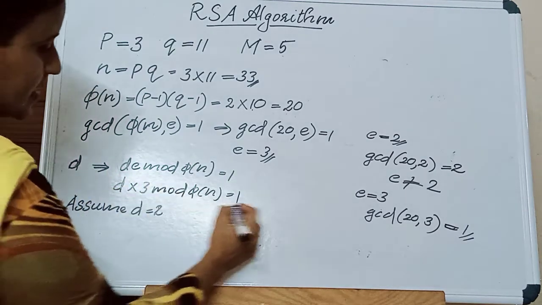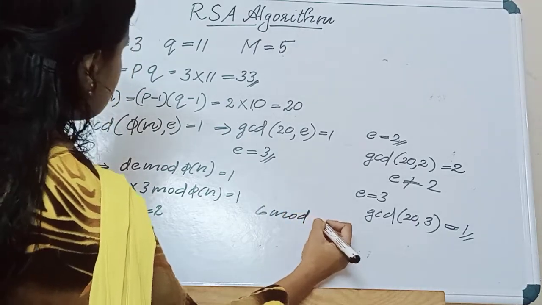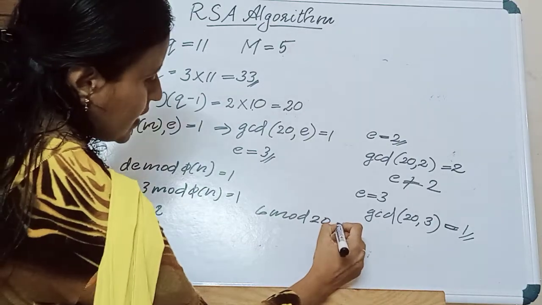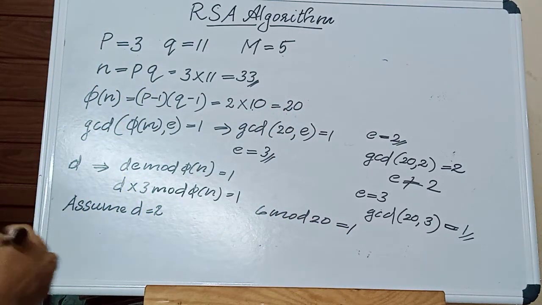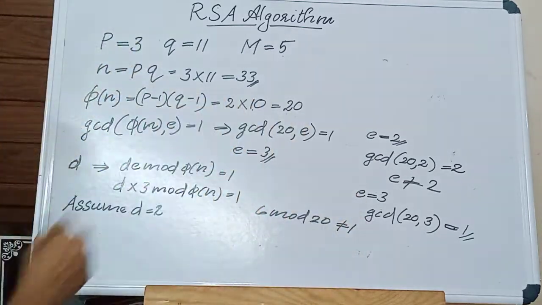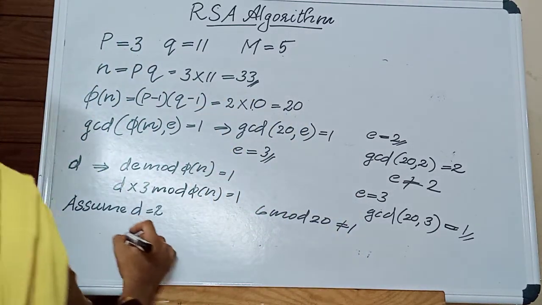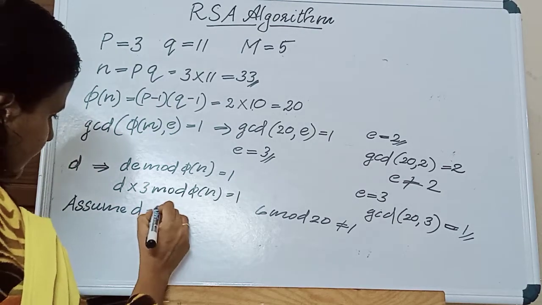2 into 3 is 6 mod 20. We get 6, right? Is 6 mod 20 equal to 1? It is not equal to 1. So we can't take D is equal to 2. Next value, take D is equal to 3.